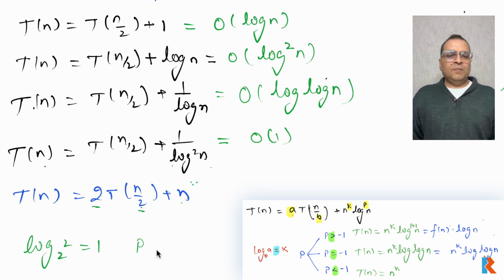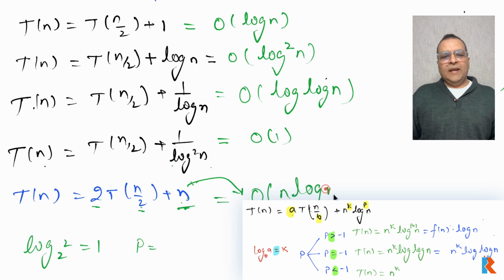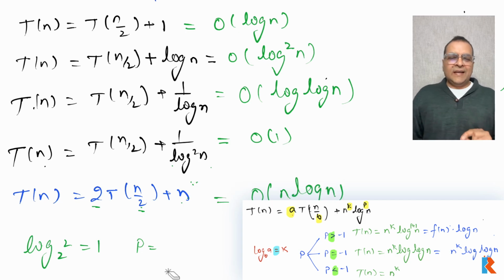You consider the value of p. In this case, p is 0, which is greater than minus 1. So if p is greater than minus 1, then we just multiply the function with log of n. Therefore, this comes out to be big O of n log n. And we have also seen that this is the recurrence of both quicksort and merge sort, and both of them come out to be n log n.